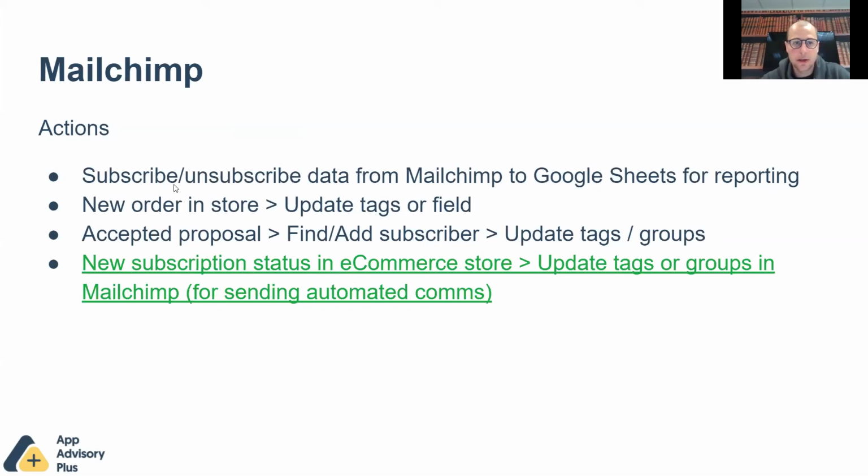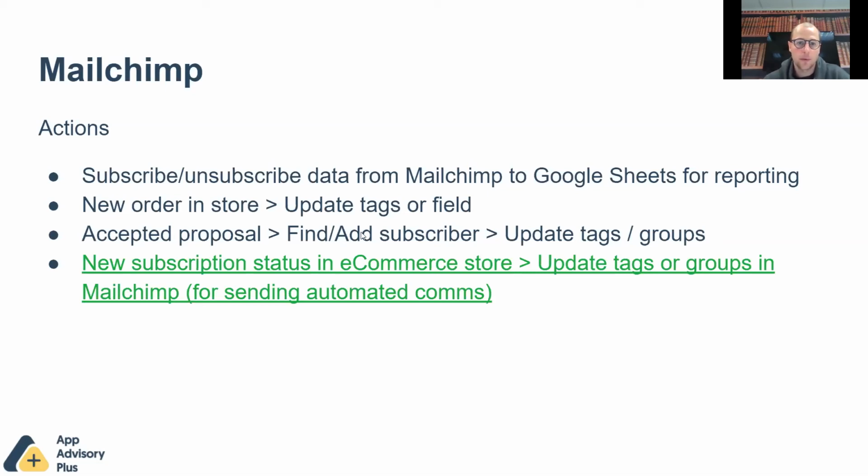MailChimp, there's loads that you can do here. Here's three that I like. While I use this as well for App Advisory Plus, we've got subscribe and unsubscribe data going to Google Sheets for reporting, and new orders in your e-commerce store, or for your client's e-commerce store, you could add tags or a field and then start marketing campaigns based on that.